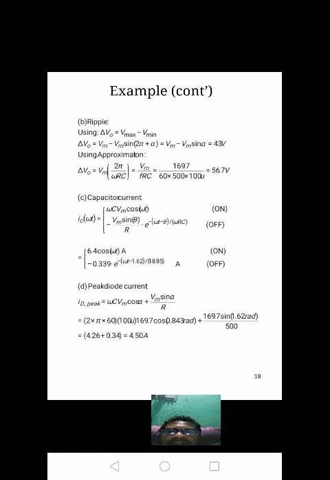For the final determination, the peak diode current, which is the total current flowing in the circuit, we calculate ID peak is equal to omega C Vm cos alpha plus Vm sin alpha by R.